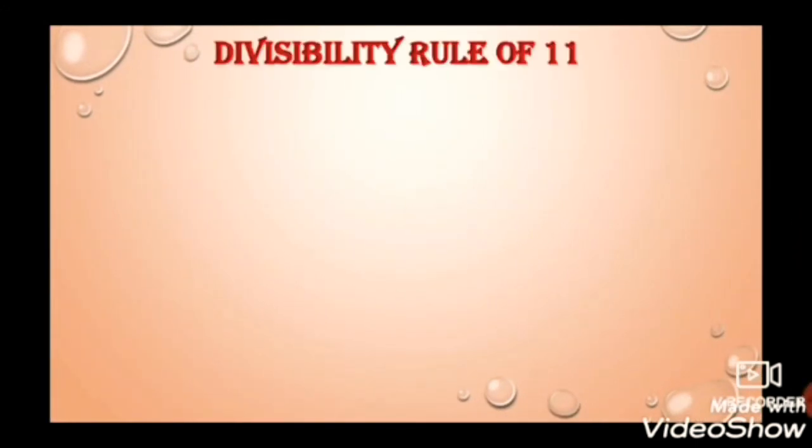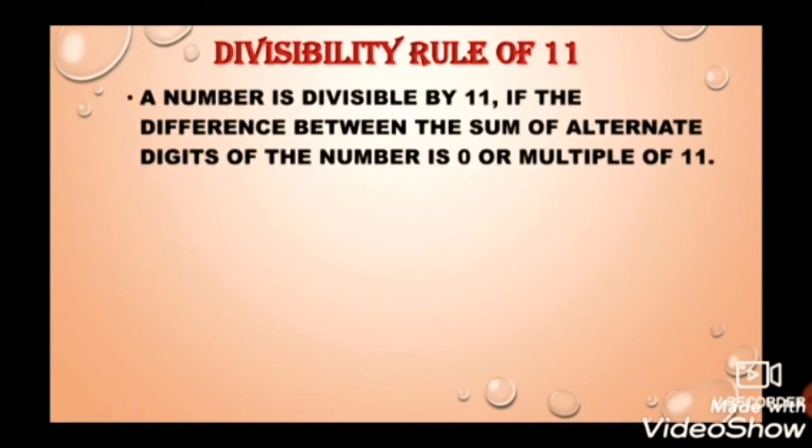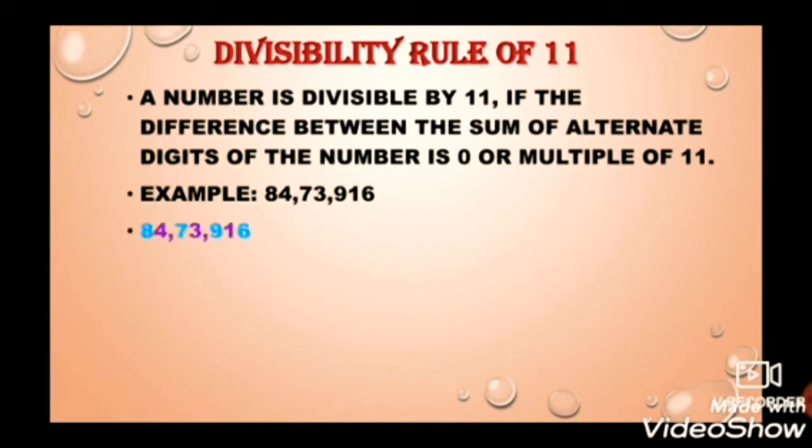Next, divisibility rule of 11. A number is divisible by 11 if the difference between the sums of alternate digits of the number is 0 or a multiple of 11. Example, 84,73,916. Take the alternate digits and find their sum. The sum of 8, 7, 9 and 6 is 30. Next, the sum of 4, 3, 1 is 8.